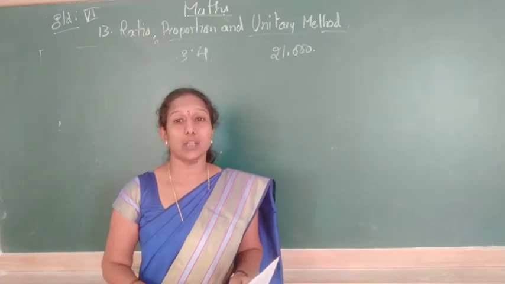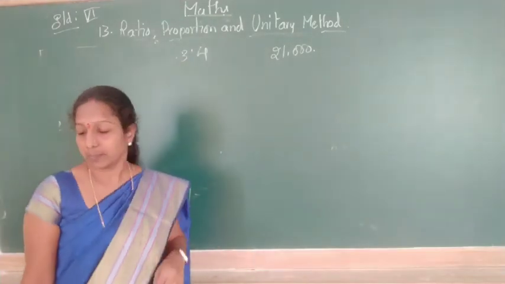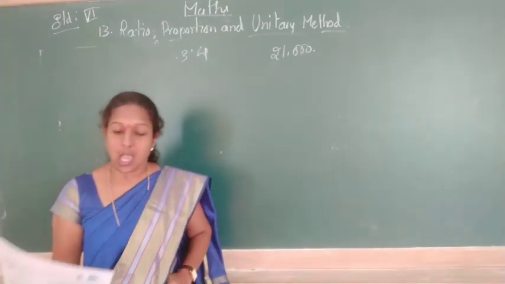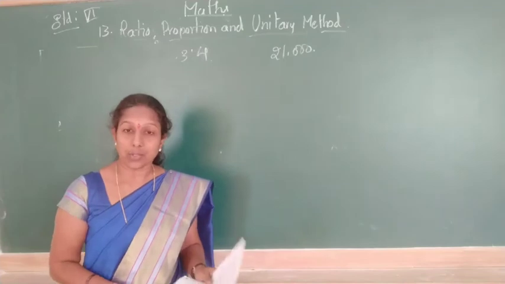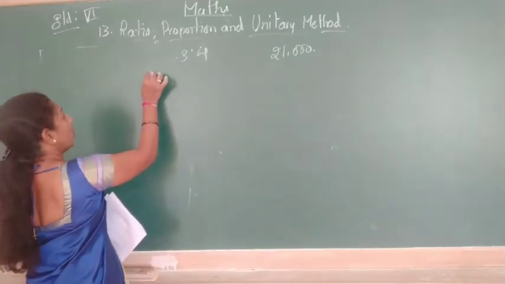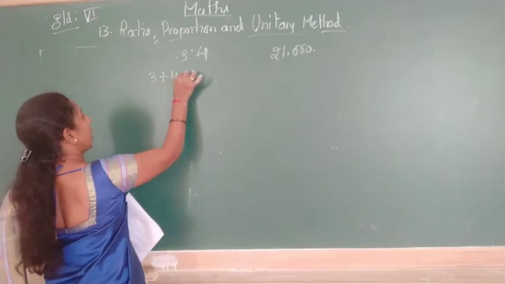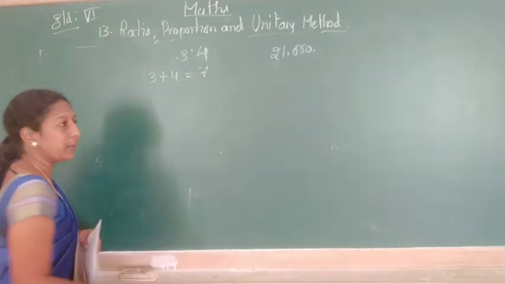Okay, what are their individual incomes? How much has Aruna earned, and how much has Beena earned? Okay, let us find it now. As I told you, according to that, first I should add both the numbers, that is 3 plus 4 is equal to 7.